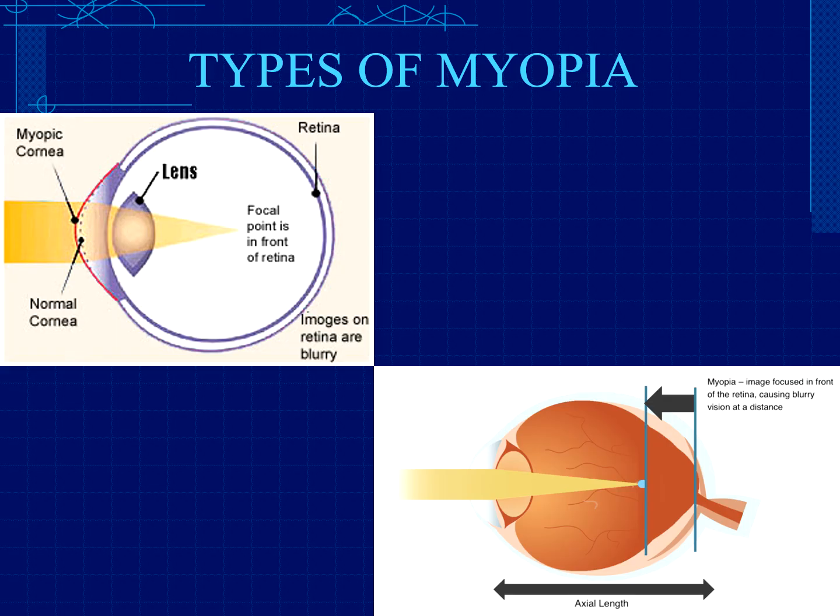The other cause of myopia is axial myopia. Axial myopia is a situation in which the axial length of the eye is increased, and therefore the focal point of the eye is in front of the retina. In both situations, the focus of the rays is not on the retina.